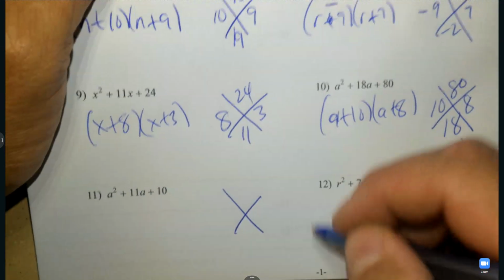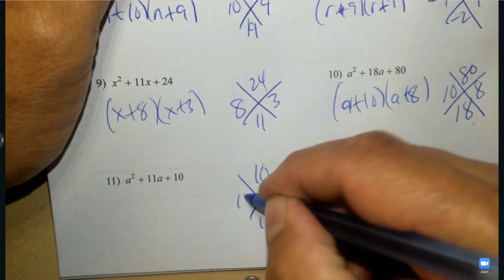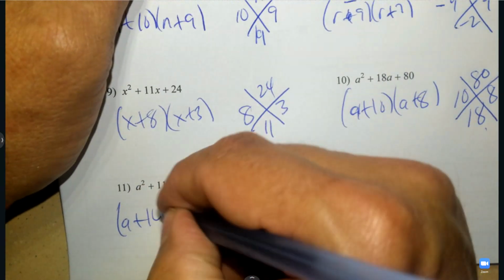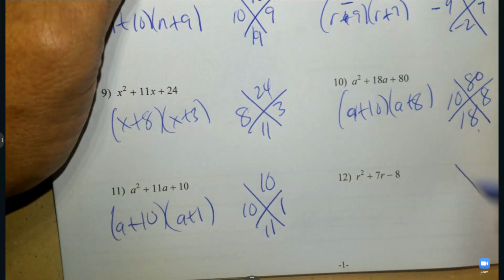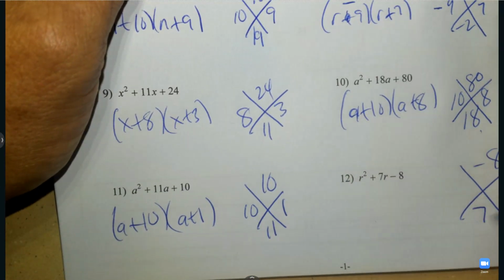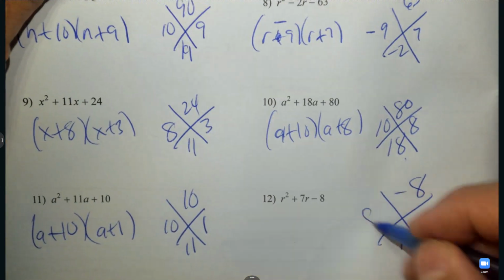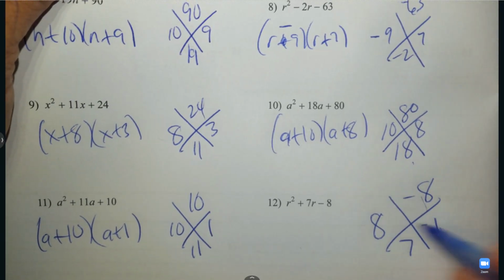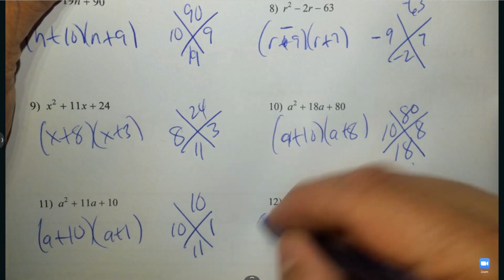Keep going. Keep practicing until you got this. Two parentheses. Those two numbers are 10 and 1. Press pause. Those two numbers are going to be 8 and negative 1. They multiply to negative 8. Add to 7.